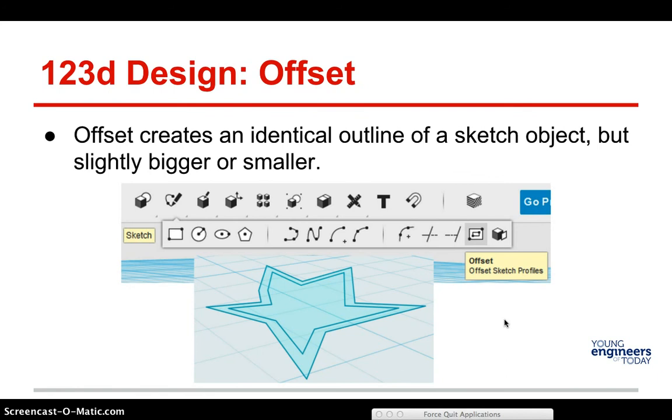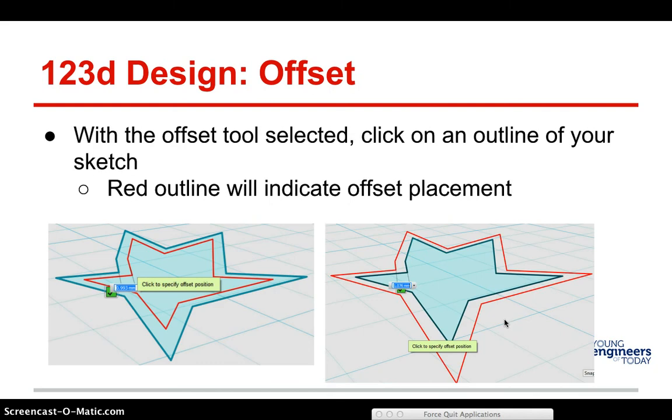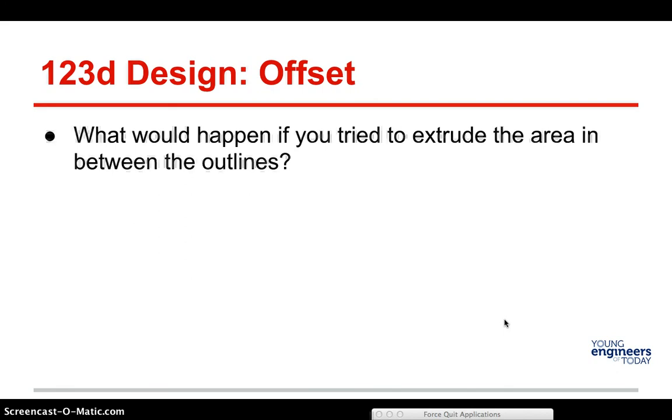All right, now you have the offset. Offset creates an identical outline of a sketch, but slightly bigger or smaller. So say I drew this star. I click on my offset tool. I click on the outline of this star. You'll notice a red outline will indicate the offset placement, and I can click that.